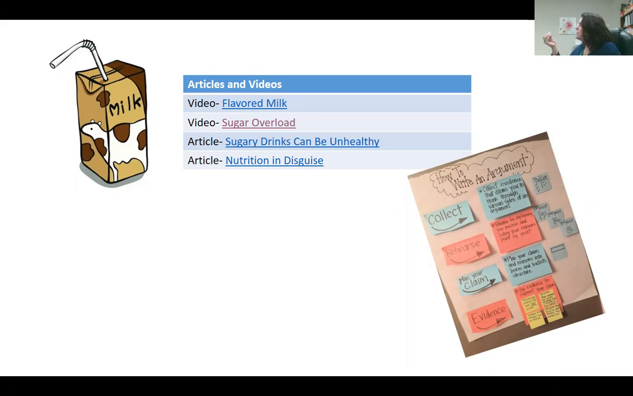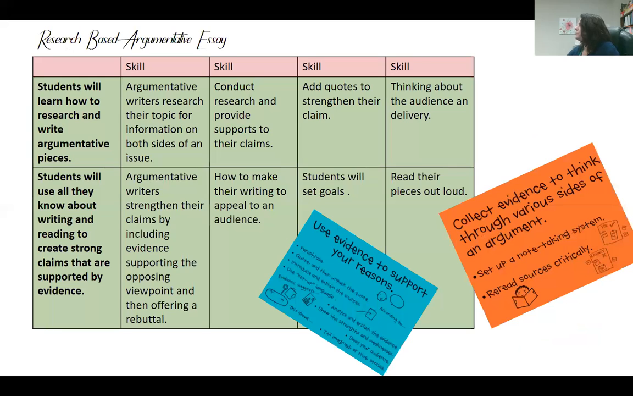It says collect evidence that allows you to think through various sides of an argument. So we are not trying to do just one side, we need both. Rehearse, then plan your claim, and then have your evidence. It's really an interesting way they do this because they want the students to write in both sides. They want them to acknowledge the other side, but then dispute it, okay?